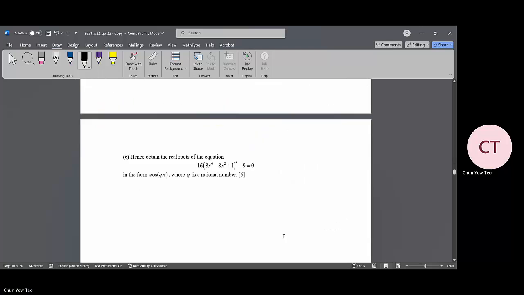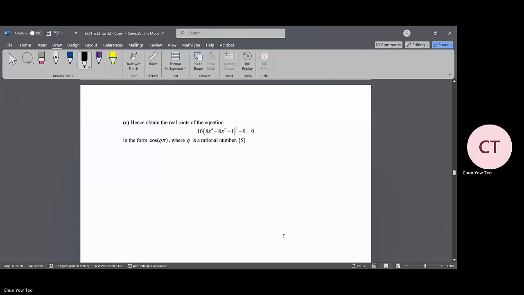Move on. For 5C, you will have the polynomial equation like this. Then we are going to find the answers in the form cos of q pi, where q is a rational number.